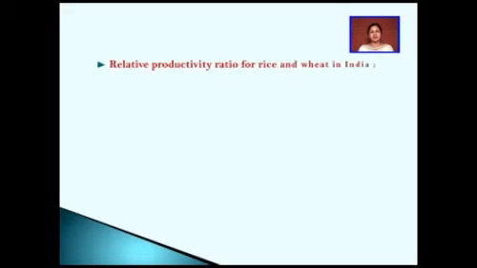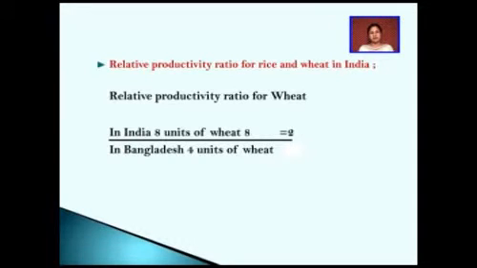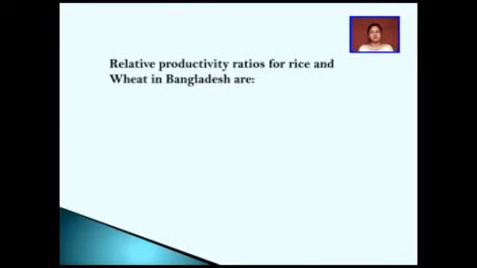In the same way, we can calculate the relative productivity ratio for wheat in case of India. India is producing 8 units of wheat with 1 unit of labor. On the other side, Bangladesh is able to produce 4 units of wheat with 1 unit of labor. So the relative productivity ratio can be calculated as 8 divided by 4, that comes to 2. So it is clear that it will be the advantage of India to specialize in the production of rice, because in the case of rice, it enjoys the greater advantage than the other country, that is Bangladesh.